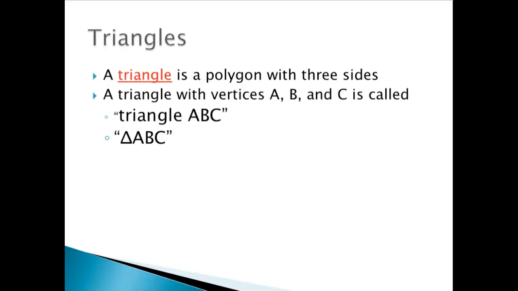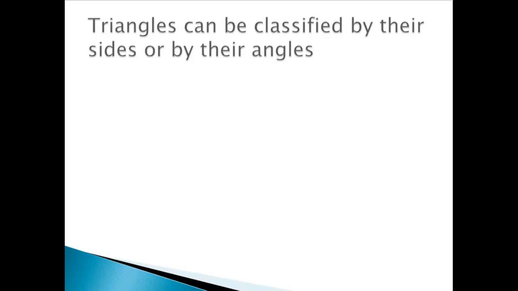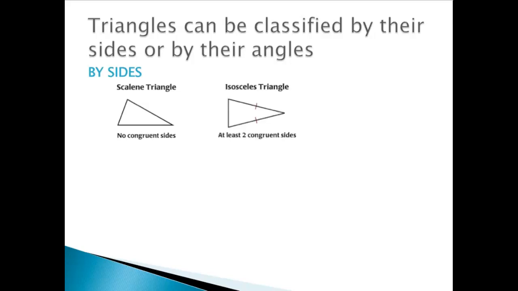Now triangles can be classified by their sides or by their angles. If you classify triangles by their sides, there are three possibilities. The first is a scalene triangle, which has no congruent sides. Next, you have an isosceles triangle, which has at least two congruent sides. And lastly, we have an equilateral triangle, where all three sides are congruent.